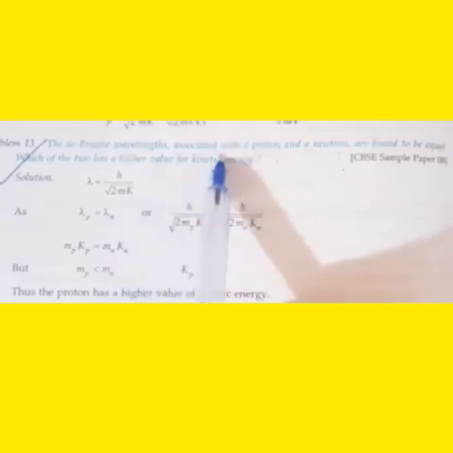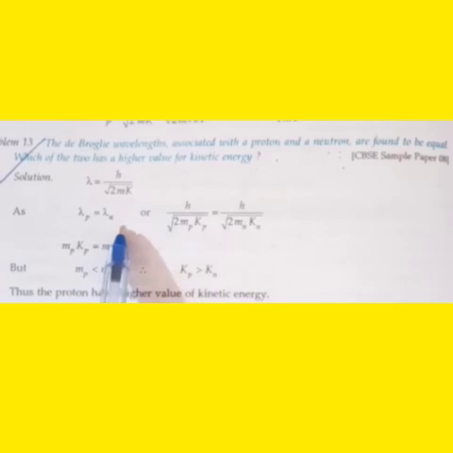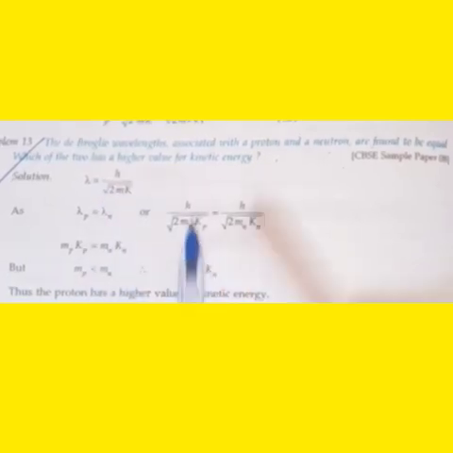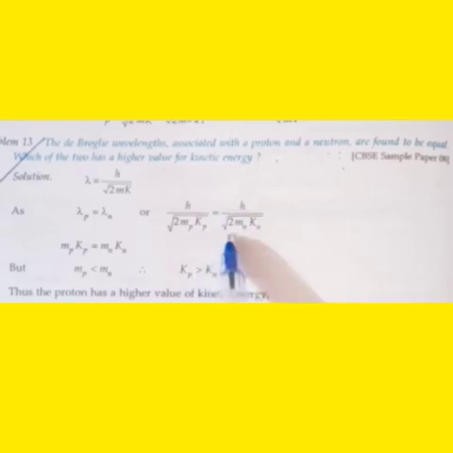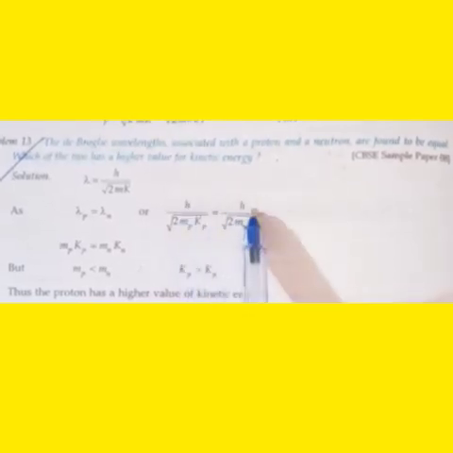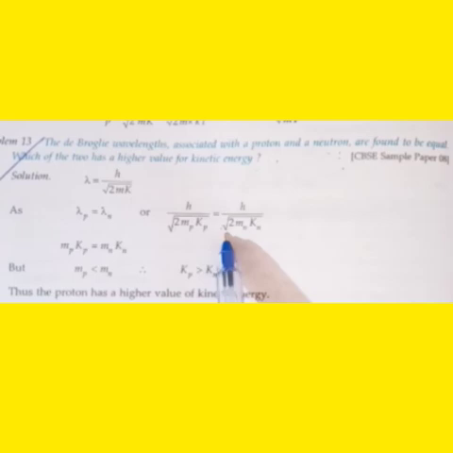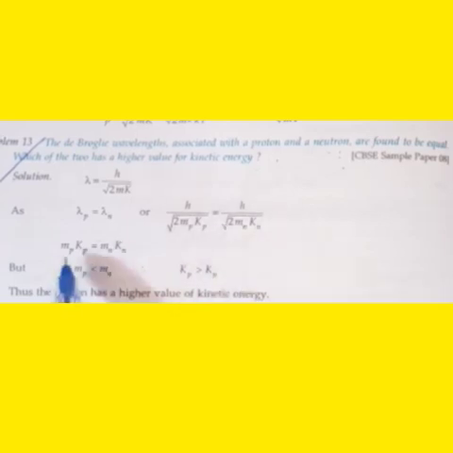The de Broglie wavelength of proton and neutron is the same. So lambda p is equal to lambda n. You write this equation as h divided by root of 2 m p k p is equal to h divided by root of 2 m n k n. Here h and root 2 are the same on both sides, so they cancel each other. So m p k p is equal to m n k n.